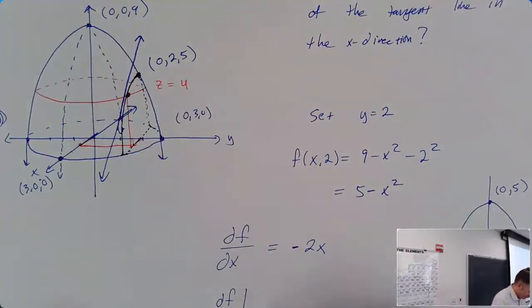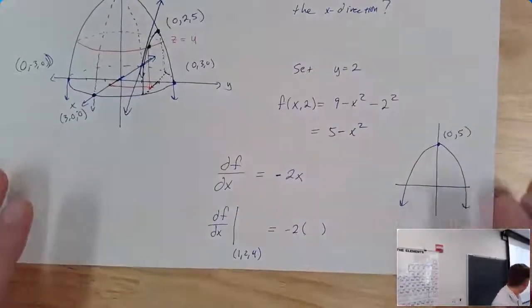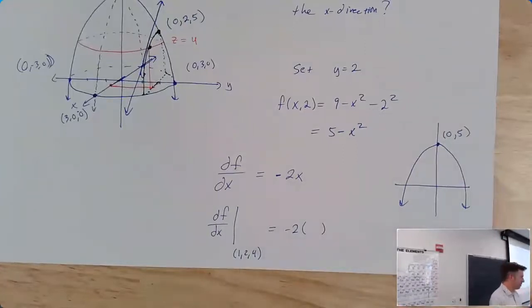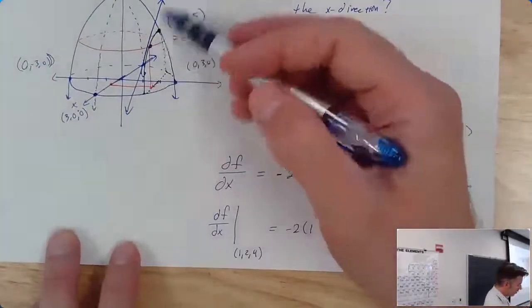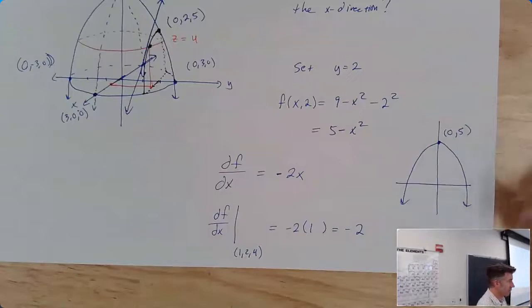Well, what am I going to plug in for x? Sorry, I can't see it. Sorry, let me zoom back out a little bit. If I'm trying to find the derivative and my derivative is negative 2x at the point (1, 2, 4), what am I plugging in for x? 1, 2, or 4? 1, right? The x coordinate. So my slope at that point in the x direction is negative 2. And that's, at least in this example, what the partial derivative with respect to x is at that point.